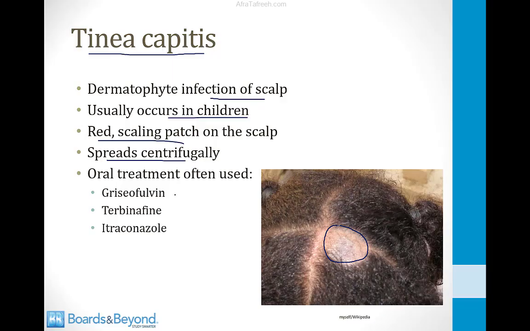And much like the nail infections, oral treatment is often used for tinea capitis. So drugs like griseofulvin, terbinafine, or itraconazole are often used to treat this infection.